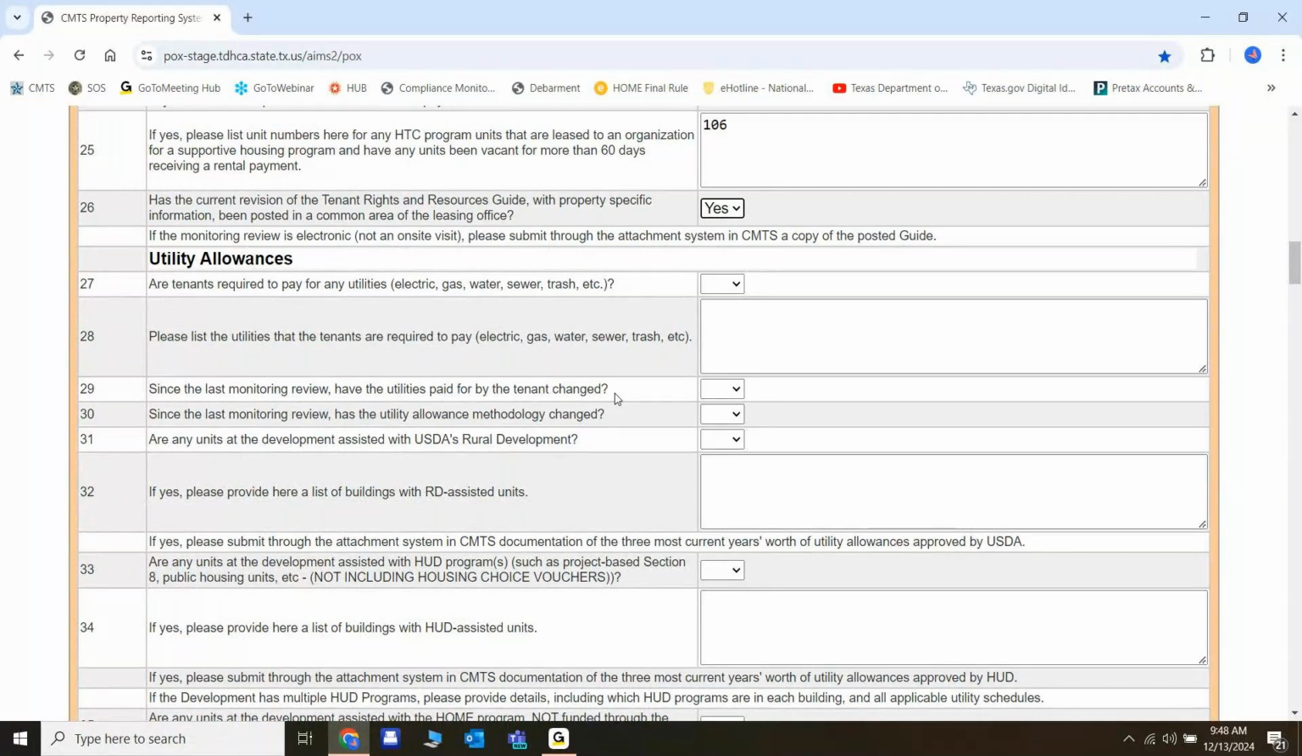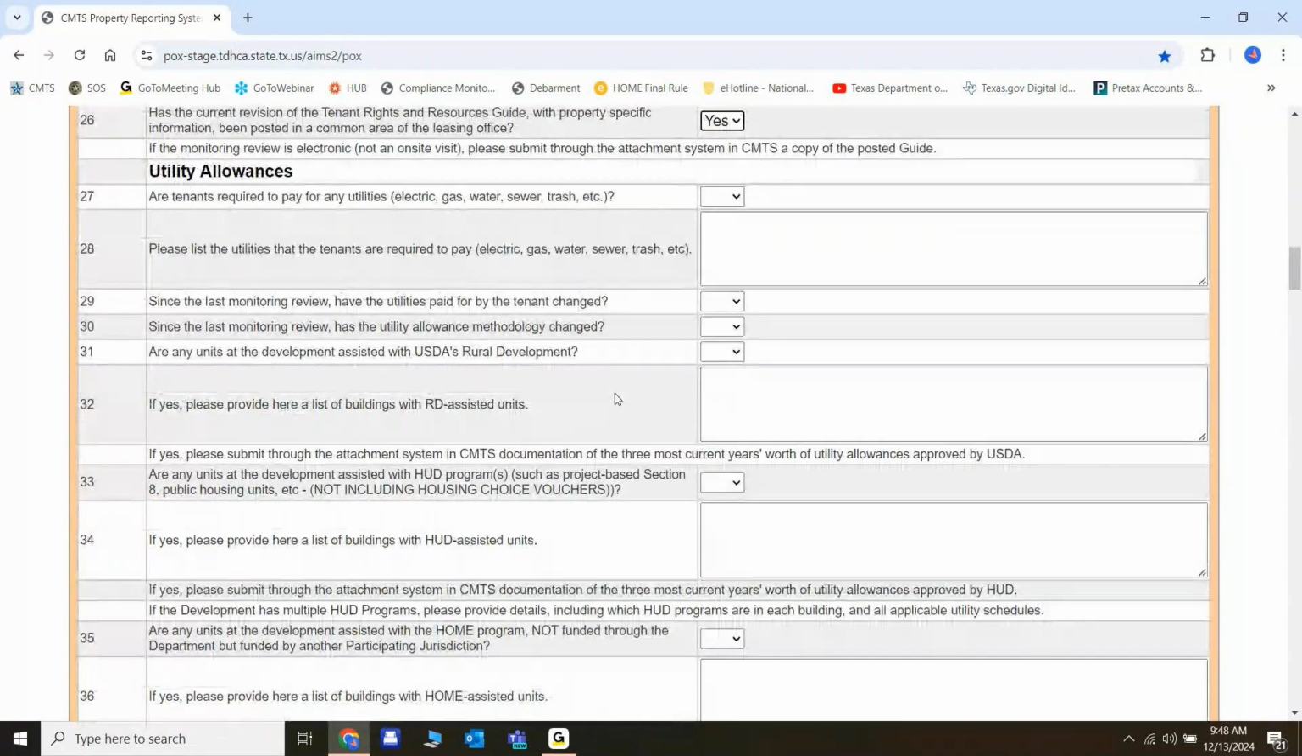All right. Now, this has been our biggest change, and we love this change, and we hope you did too. So our original monitoring review questionnaire, the utility allowance section was intense. So we have tried to boil this down and make it less intense for everybody. So the questions are, are your tenants required to pay for any utilities? And if the answer is yes, tell us what they're required to pay.